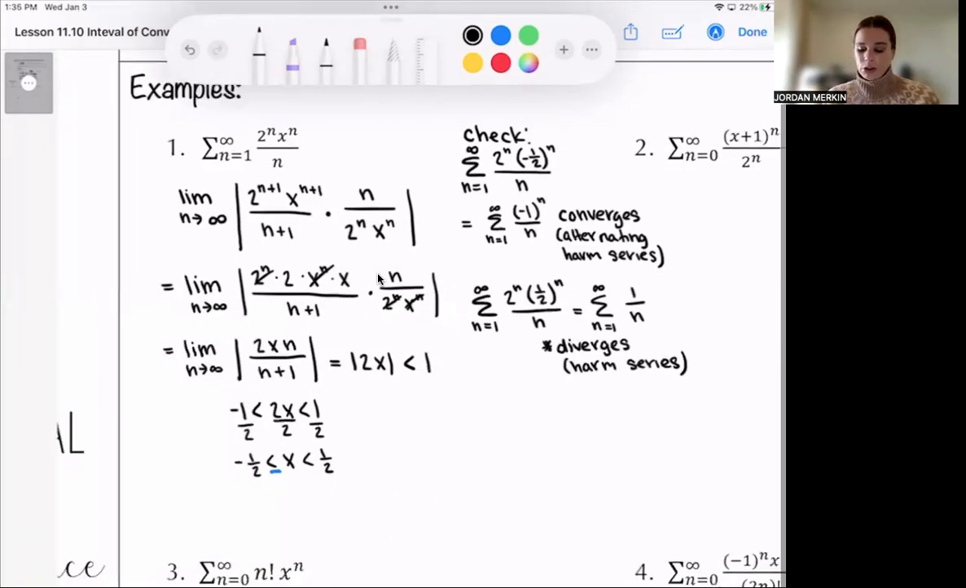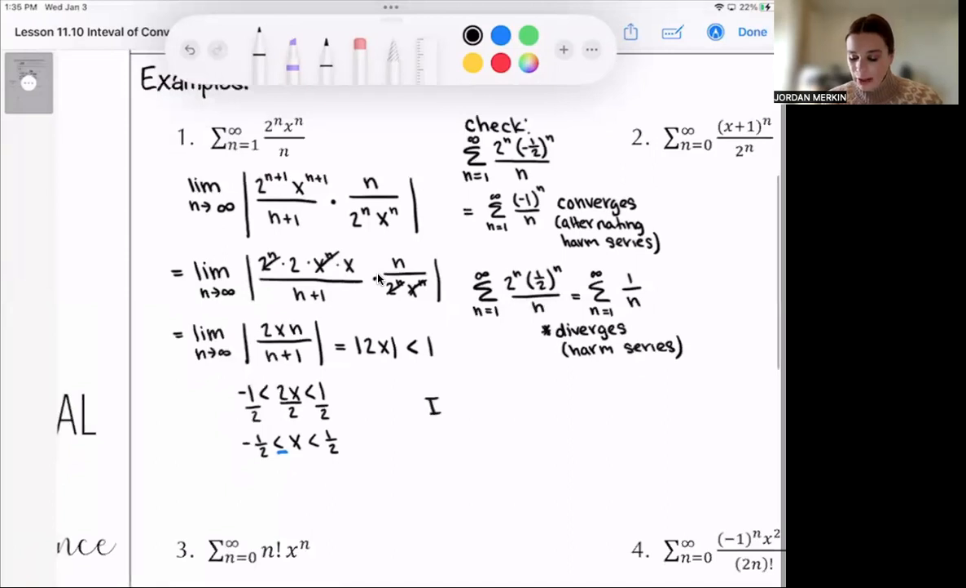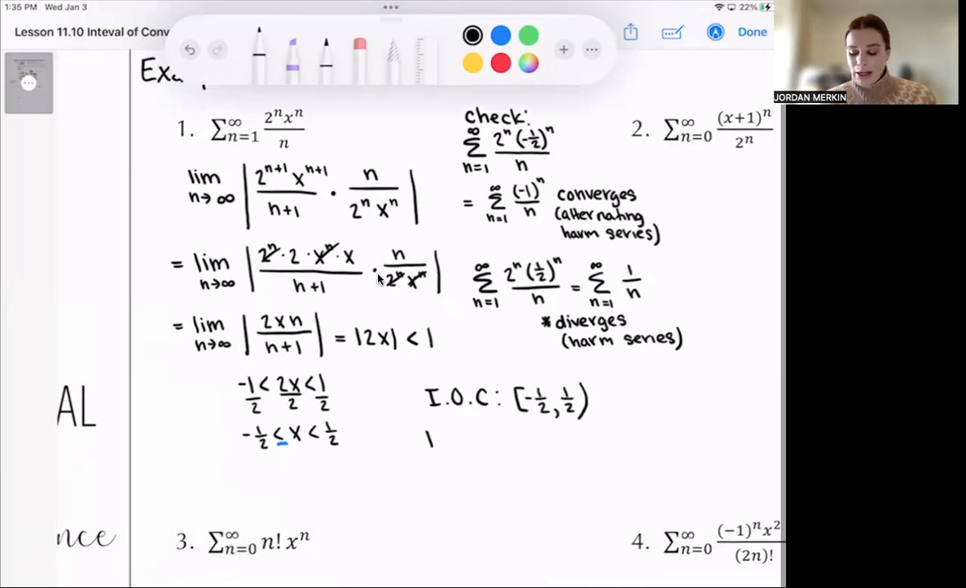our interval of convergence. So the interval of convergence is bracket -1/2 to 1/2 parentheses, because we don't want to include 1/2. And then the radius of convergence, remember that's the distance from the center of where it converges to the endpoint, would just be 1/2, because 0 to 1/2 and 0 to -1/2 is 1/2.